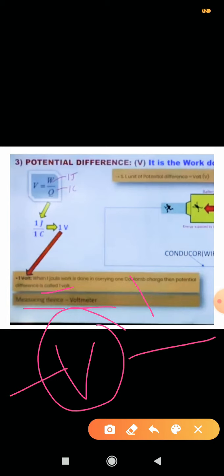The measuring device of potential difference is the voltmeter, shown like this in a circuit diagram. The voltmeter is connected in parallel. If there is a resistance, then the voltmeter is parallel to it. The voltmeter is parallel to this wire. It is not connected in series like an ammeter. It is connected in parallel. It is the device you can see.